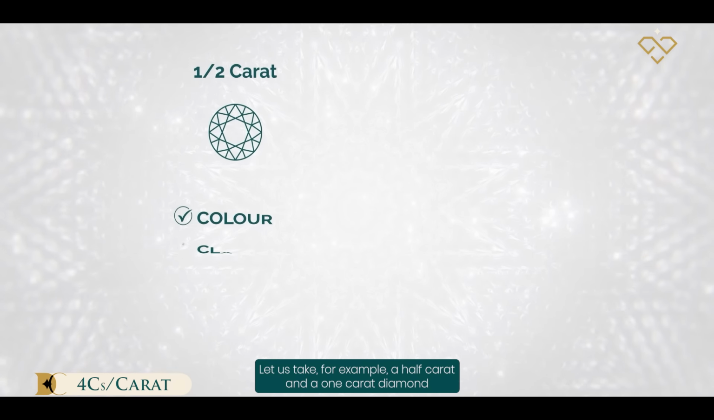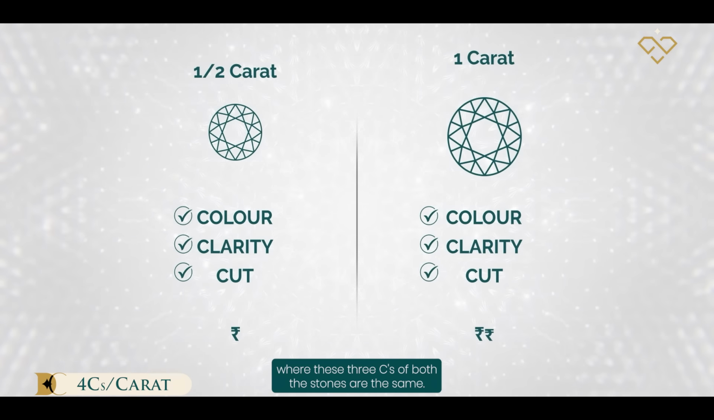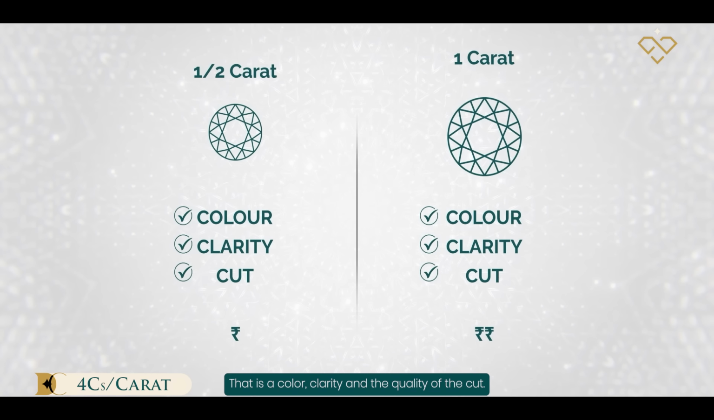Let us take, for example, a half a carat and a 1 carat diamond, where these 3 C's of both the stones are the same, that is the color, clarity, and the quality of the cut. The price in the case of these 2 stones would definitely increase with the increase in weight.